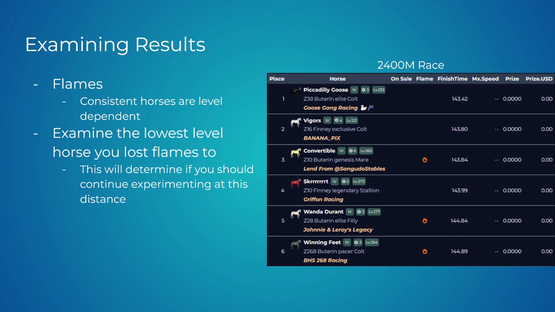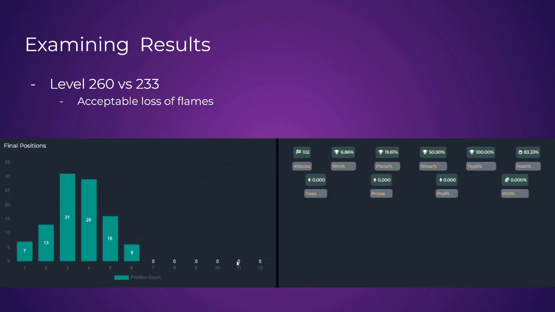So the way you check to see if these are considered good flames to lose, or flames that make sense to lose, you kind of dive deeper onto the lower level horse that you lost flames to. So in this case, it is Convertible from Singudo Stables. So this is a level 260 versus my level 233.